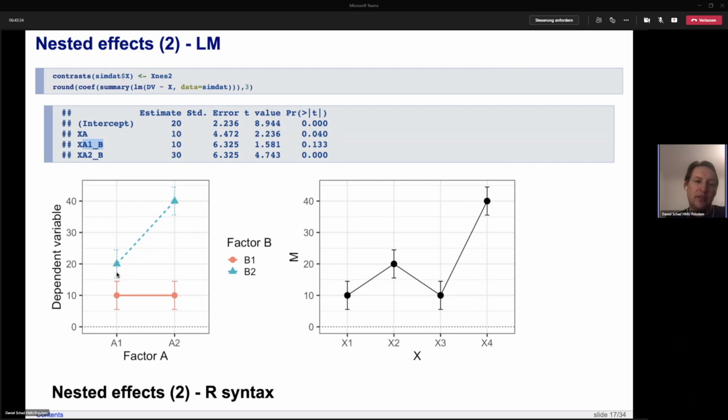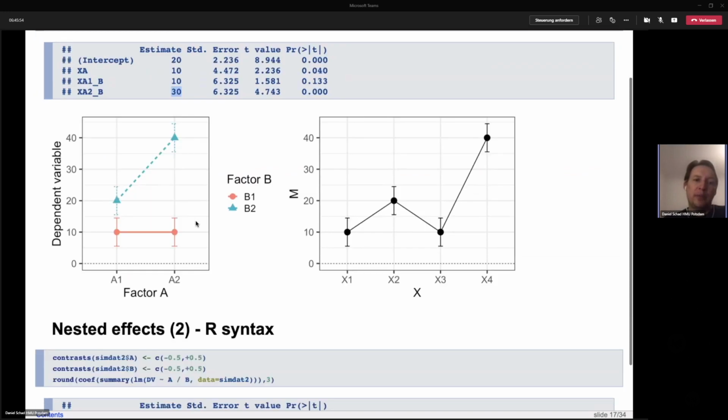A1 is on the left. The effect of B is just 10 on this side. This is exactly right. And we can test the effect of B within A2. The effect of B within A2 is this difference. That's 30. 40 minus 10 is 30. So we get this estimate of 30. Okay, so this works just the other way around.